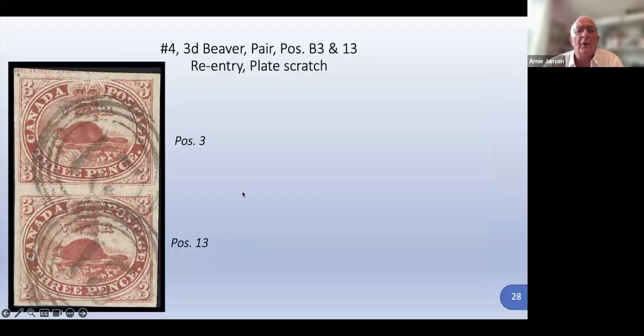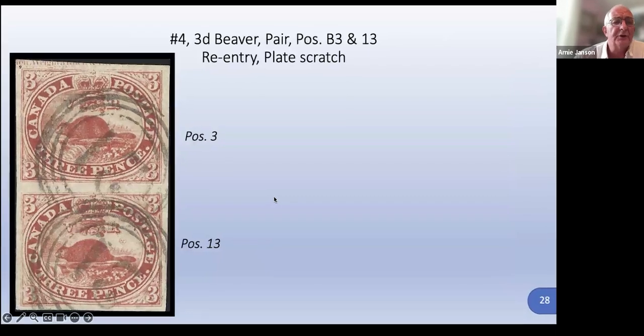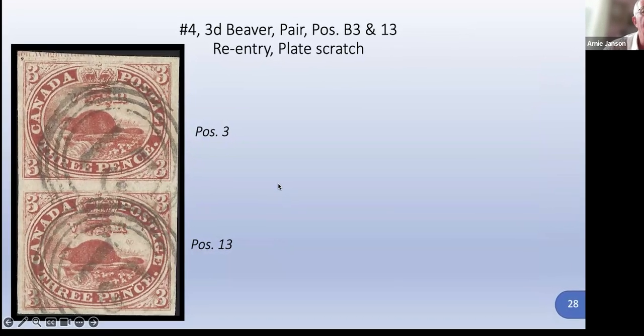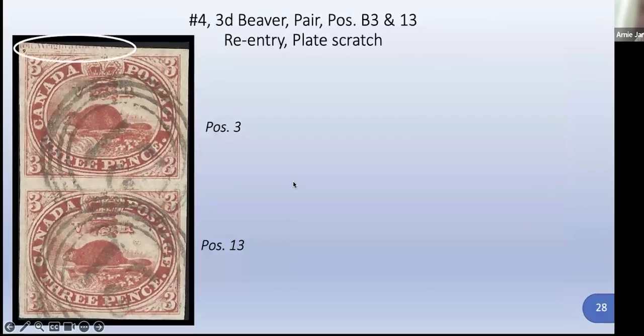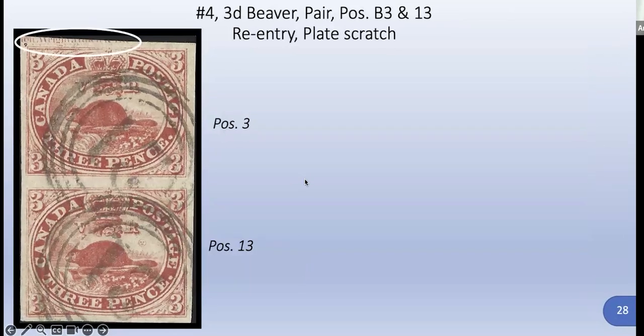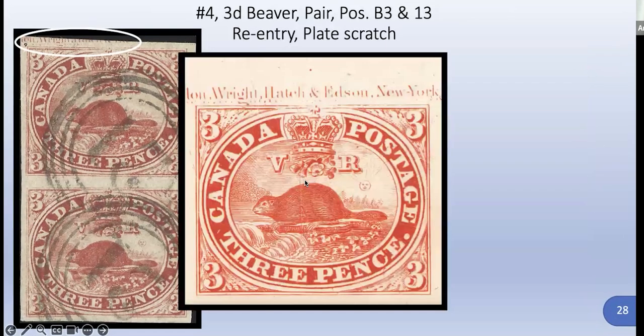Still staying on the number 4, we have a re-entry with a plate scratch. Now, the re-entry is a little bit interesting because it is actually in the imprint, not on the stamp. Highlighted by Mr. Trimble on his website, reentries.com, and the scan is compliments of Ken Kershaw. But it's this doubling of extra dots on the bottom of the imprint that is the re-entry.